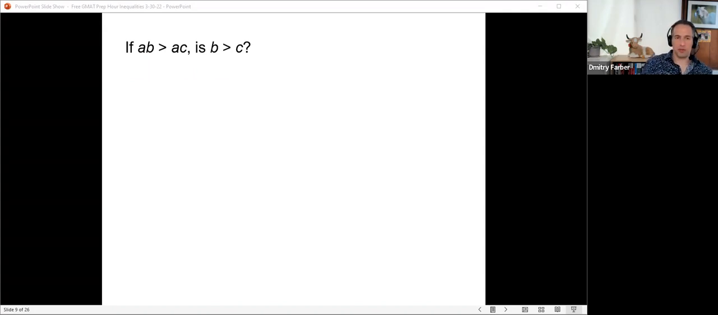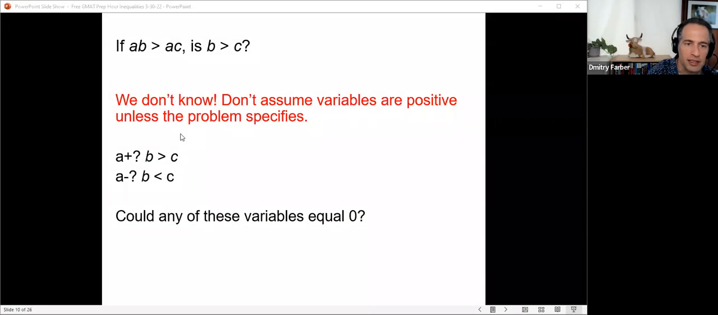Those both can't be true, but of course, A can't be both positive and negative at the same time. So if they told us either one of those, that would be sufficient. Without knowing the sign of A, I'm stuck, right? I don't know, right? If A is positive, B is bigger than C. If A is negative, B is less than C.